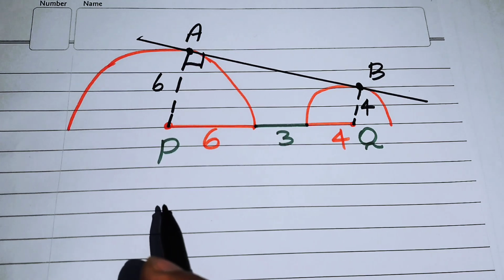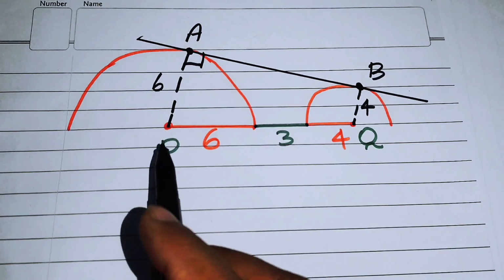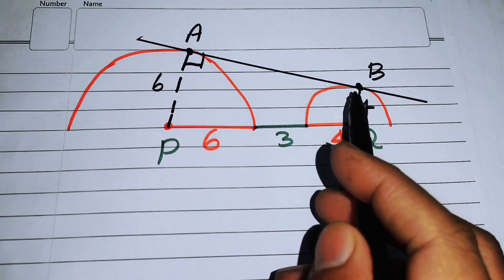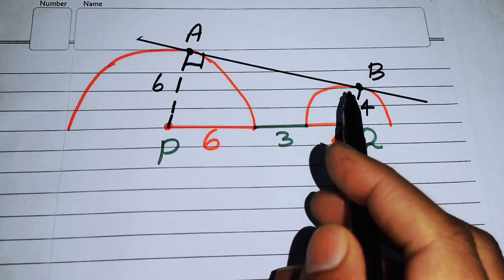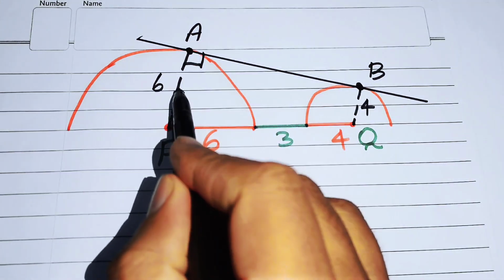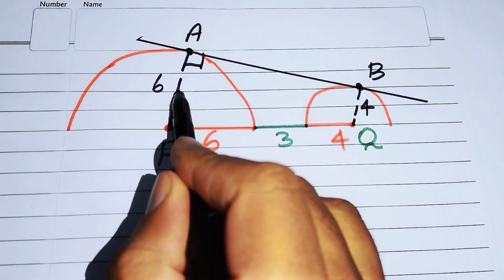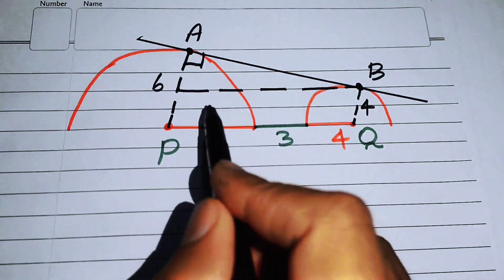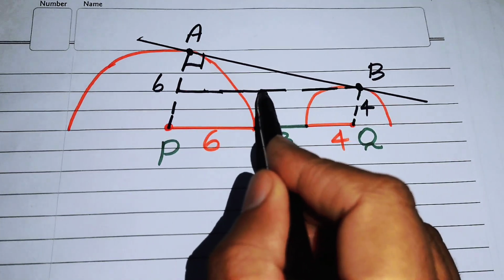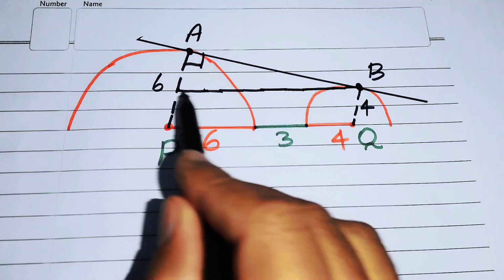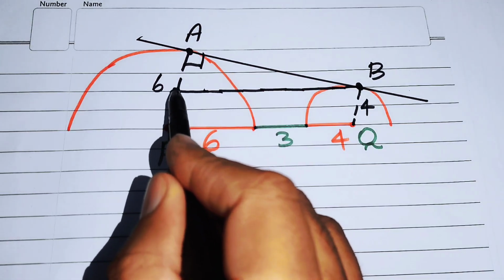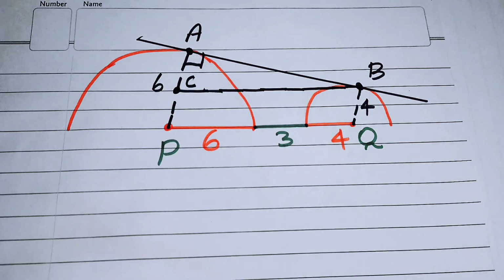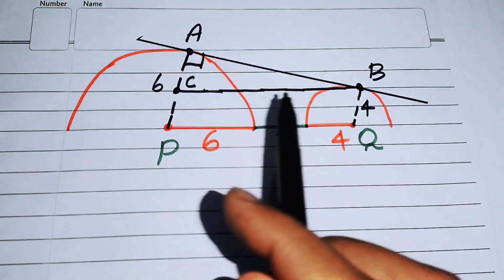In the next step we draw a line parallel to the line PQ. So here you have point B, and if I draw a line parallel to PQ, this parallel line will look like this. We draw this line and this line, and we call this point C. So here I can draw the BC line.